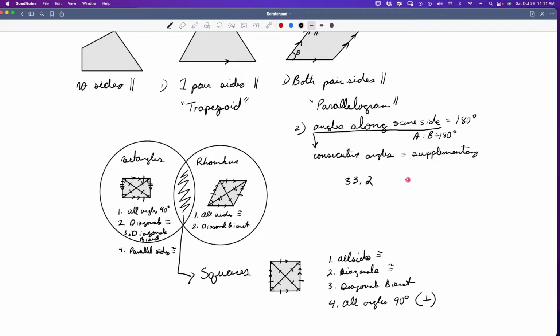All right, so the diagonals are not congruent. Which one is it if they're not congruent? This diagonal and this diagonal are not congruent, so it has to be a rhombus. We know these diagonals and these diagonals are congruent, so this one is not, so it is a rhombus. That's literally 33.2.